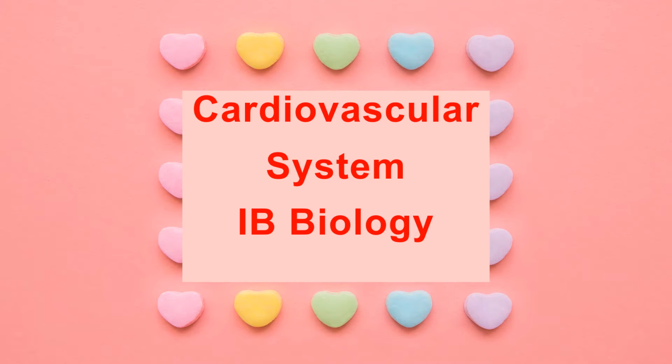Today's video is on the cardiovascular system, and we'll be looking at the vessels involved in that system. There are three major types of blood vessel involved in the cardiovascular system: arteries, veins, and capillaries. And we're going to look at arteries first.